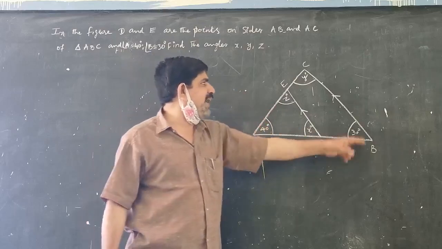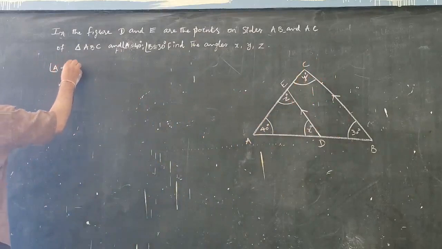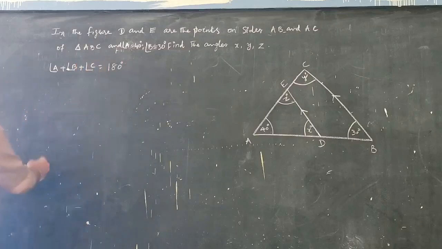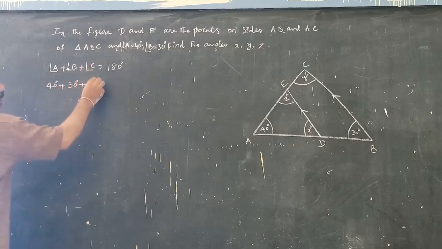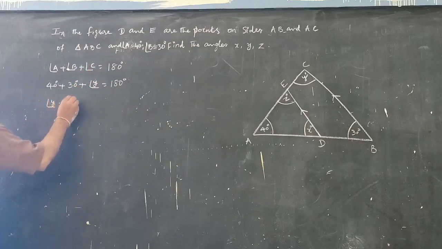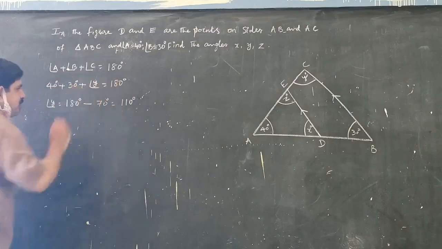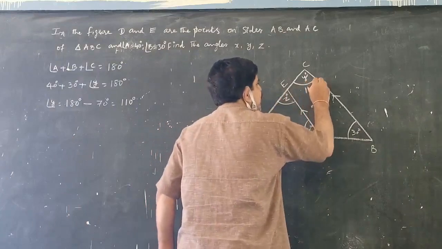Angle C is equal to y degrees. We know that the sum of three angles in a triangle is 180 degrees. Angle A plus angle B plus angle C is equal to 180 degrees. 40 degrees plus 30 degrees plus y degrees is equal to 180 degrees. Angle y is equal to 180 degrees minus 70 degrees, which is 110 degrees. So angle y is equal to 110 degrees.